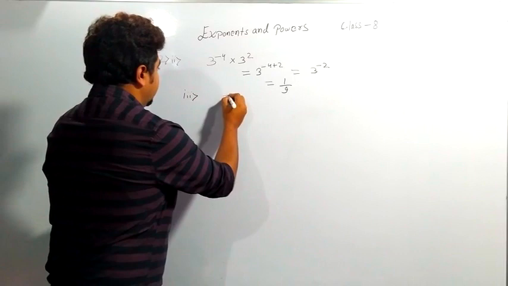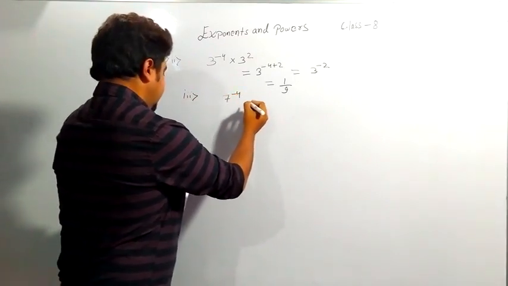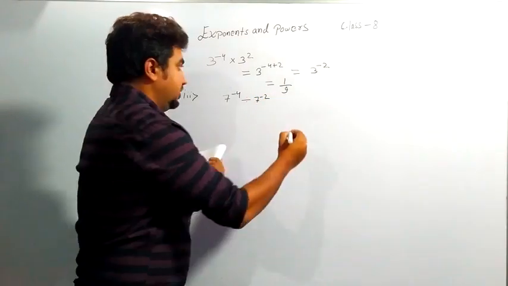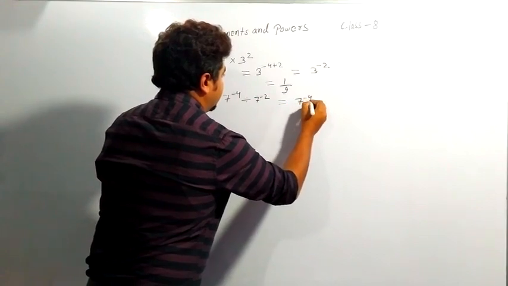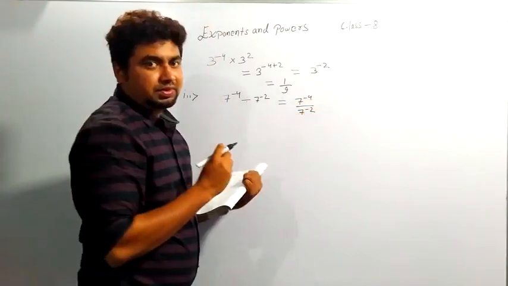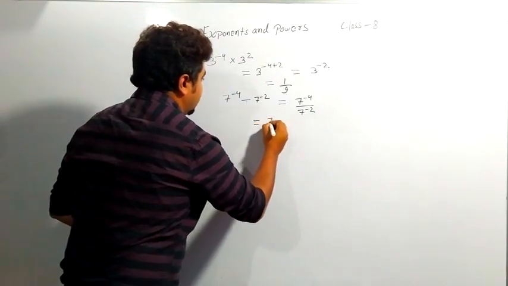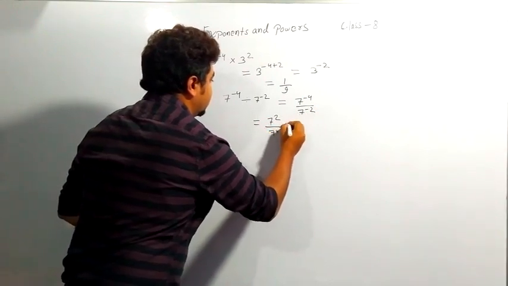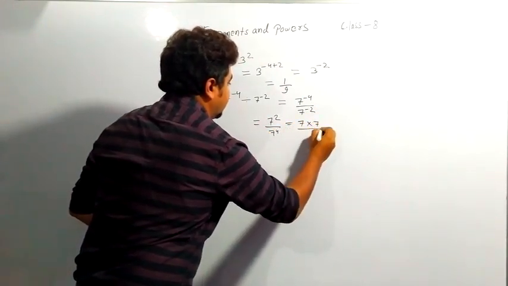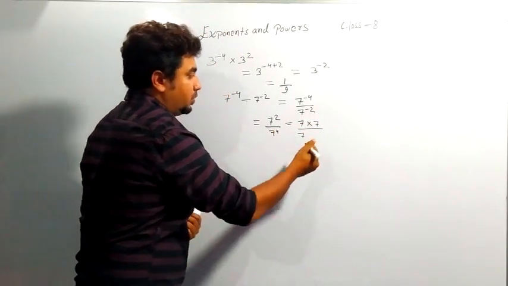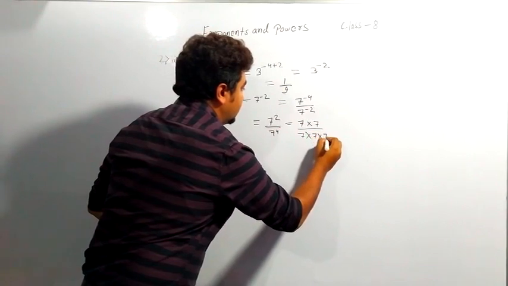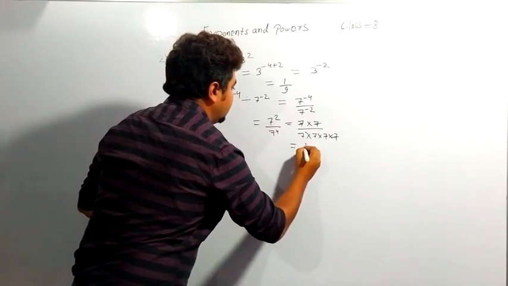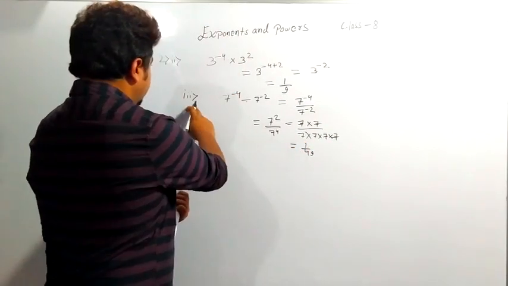Bit 3 is 7 to the power minus 4 divided by 7 to the power minus 2. So again we can write it as 7 to the power minus 4 by 7 to the power minus 2. Now we'll be taking 7 square to the numerator and 7 to the power 4 to the denominator. 7 to the power 4 is 4 times 7, so 7 into 7, 7, 7. Two 7s will be cancelled, and it will be left with 1 by 49. So this is bit number 3.